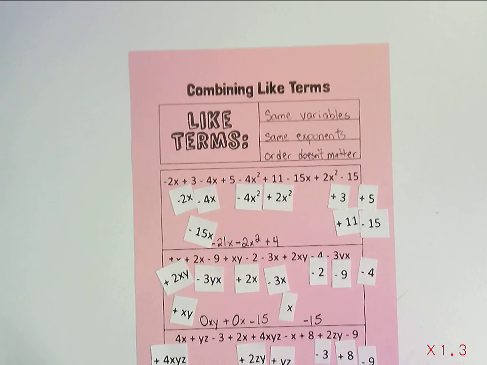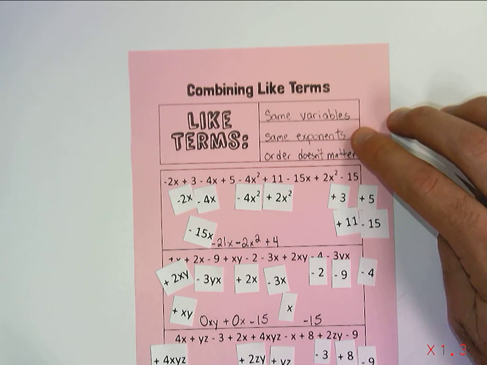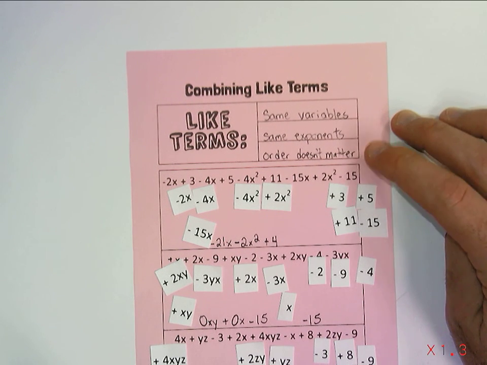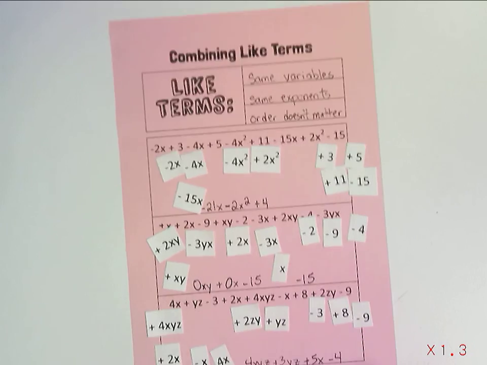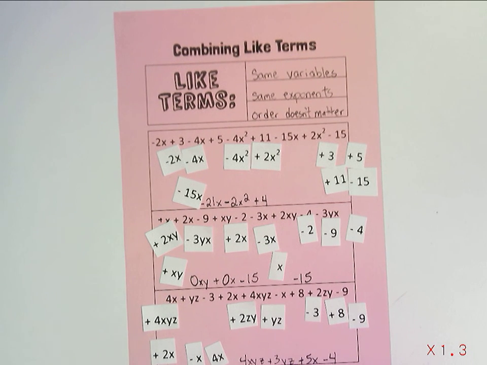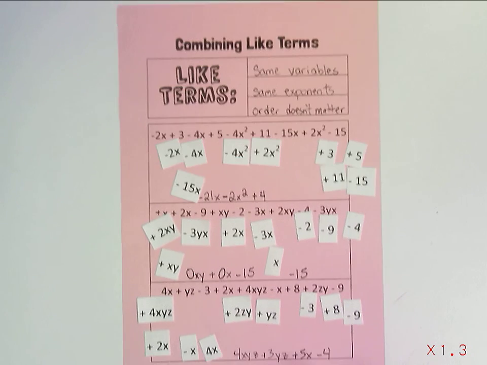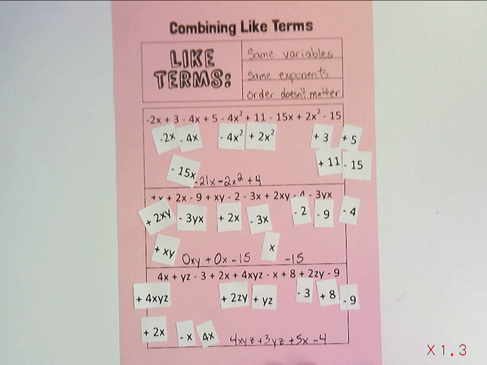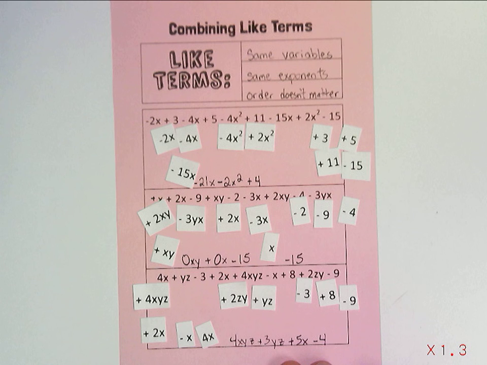Now for like terms, remember you must have the same variables, same exponents, and your order doesn't matter. So I'm going to go ahead and take this out of here. Make sure you have this in your notebook and that you've glued down all of these problems that we've grouped together. So it'll be a great reference for when you're doing combining like terms in the future.